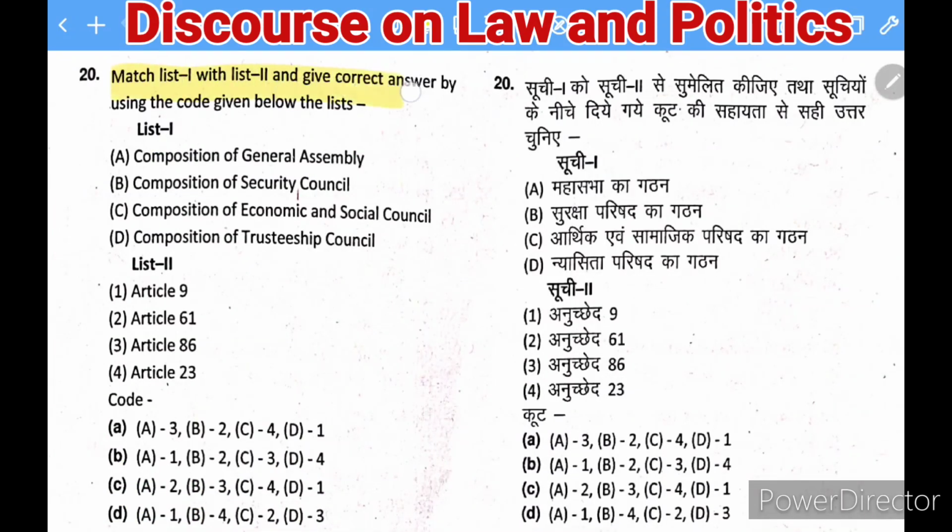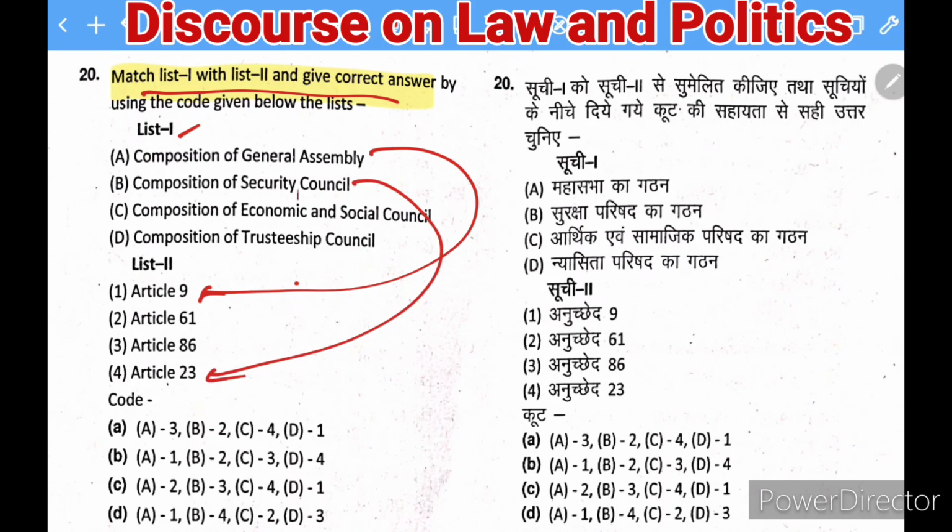You can see again it is matching the list. So many questions are coming from matching the list. So the first list is about the bodies of the UN, and list 2 is about the provisions, articles, of the UN Charter. Let's start the matching here. So composition of General Assembly is in Article 9. Composition of the Security Council, it is in Article 23. Composition of Economic and Social Council, it is in Article 61. And composition of Trusteeship Council, it is in Article 86.